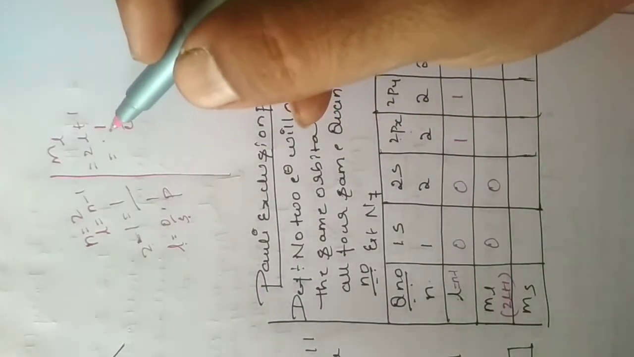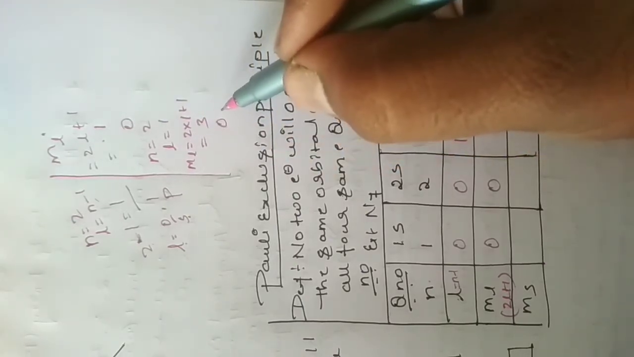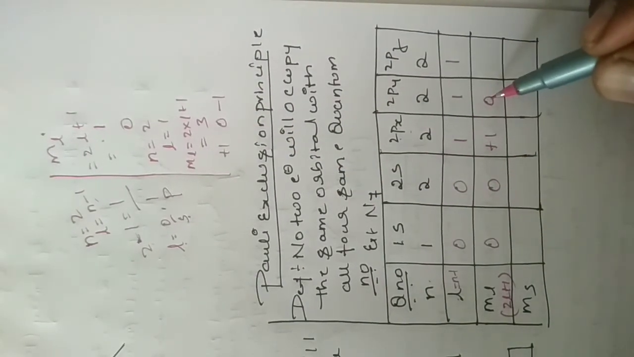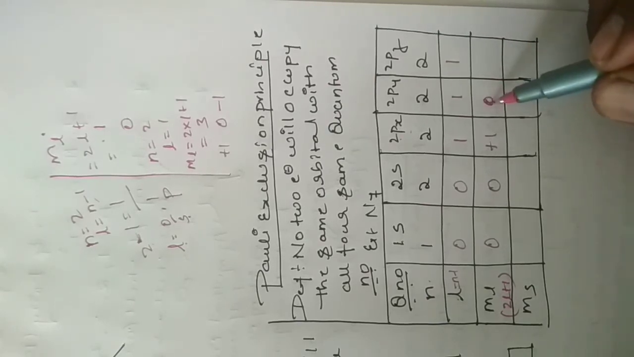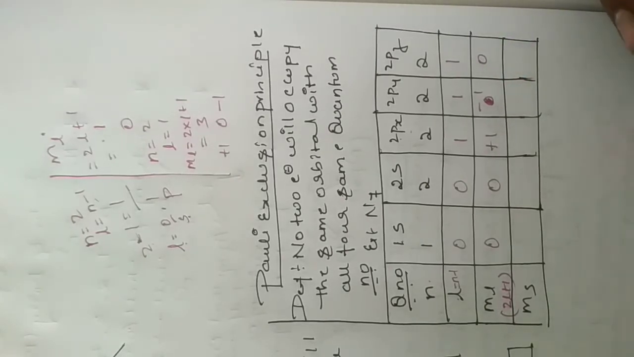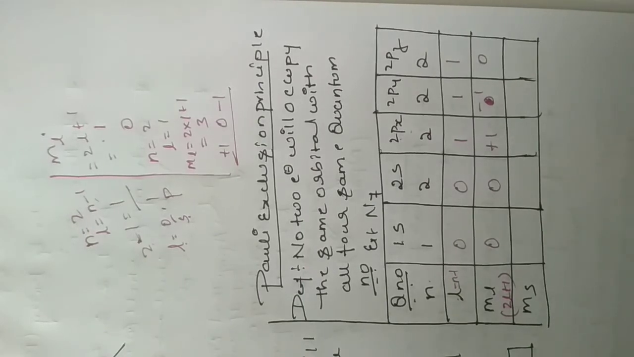What happens here: if n is equal to 2, then l is equal to 1. Then ml is 2 into 1 plus 1, which is 3. 3 means plus 1, 0, minus 1. It does not come 0 first because 0 comes last. While writing in the chart, first plus, minus, then 0. When writing the representation here, you write 0 in the center, right hand side minus, left hand side plus.